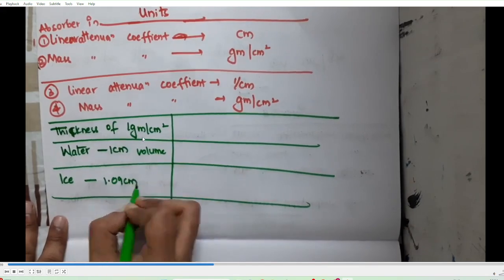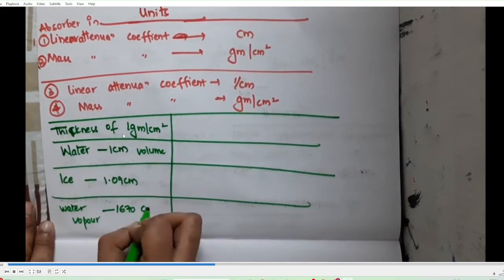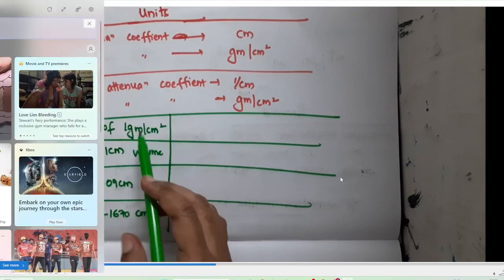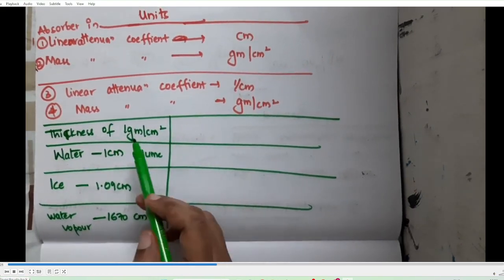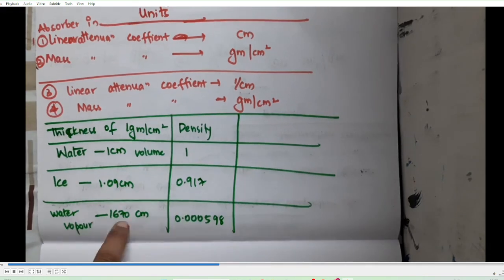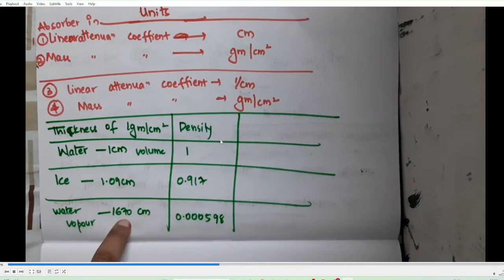So if you take a thickness of 1 gram per centimeter, water has 1 centimeter volume, whereas ice has 1.09 centimeters of volume. Water vapor has 1670 centimeters of volume. This is a simple way to understand linear and mass attenuation coefficient. So 1 gram per centimeter square and centimeter is equal to this. So water, ice and water vapor vary in density, with water having high density and water vapor having the lowest density.